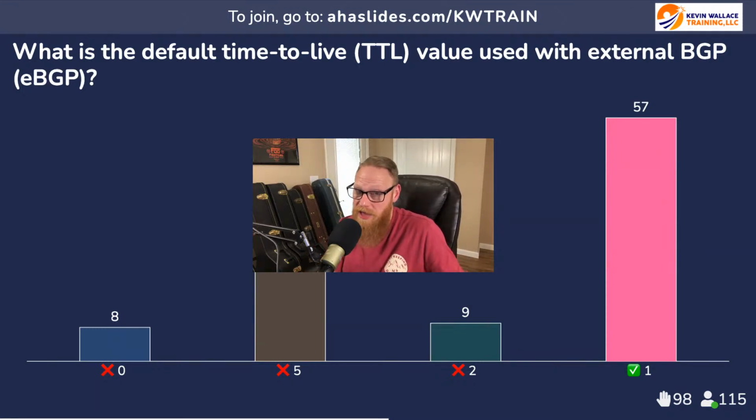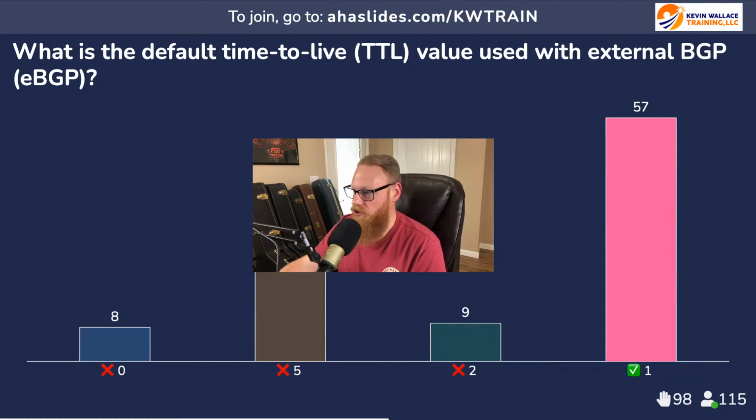If we need to overcome that for some reason, there's a feature called BGP multi-hop, which will allow us to overcome the TTL value of 1 limitation, and we can configure a higher TTL value for certain cases where we might need that.